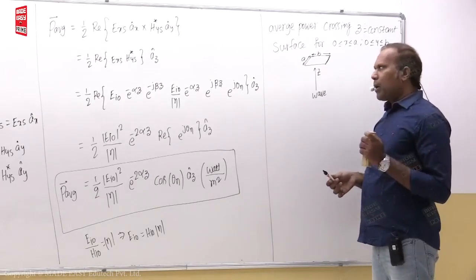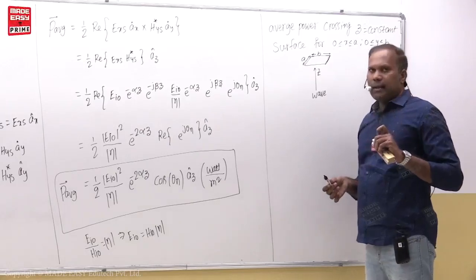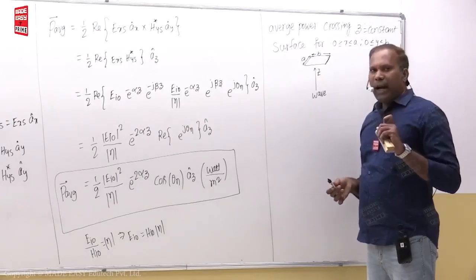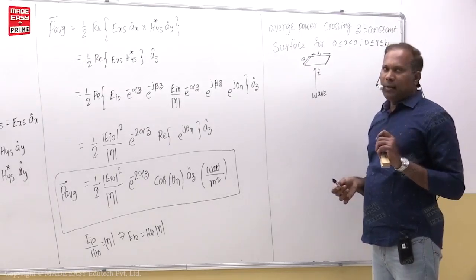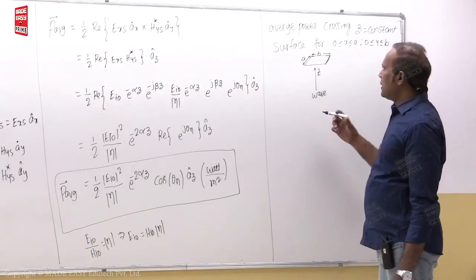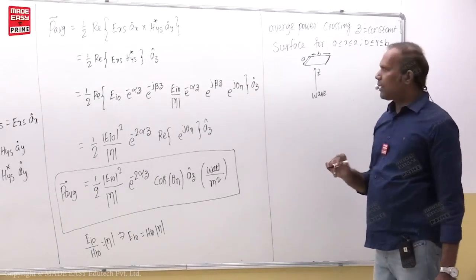So whatever power crosses the radio antenna area, that much power is received by that radio. So anyway, dear students, this has physical meaning, that's what I want to tell you.